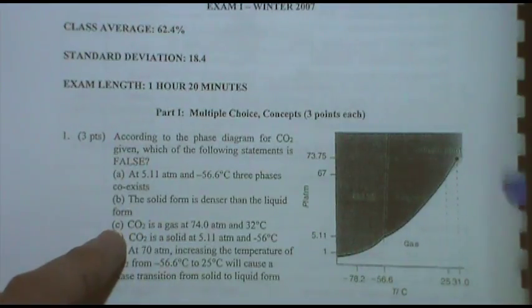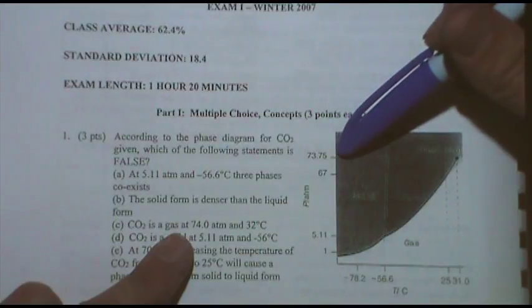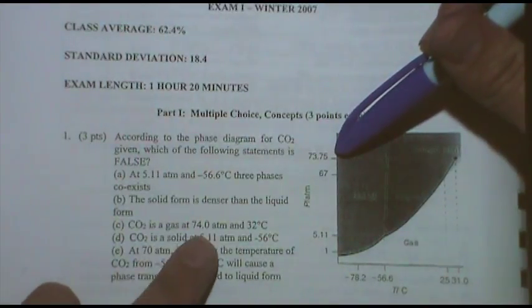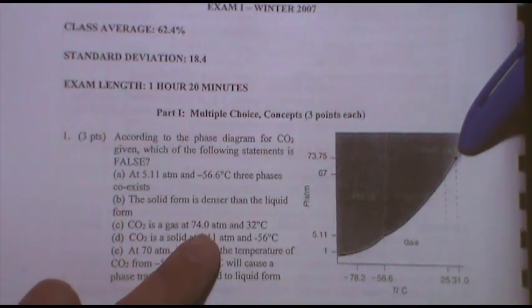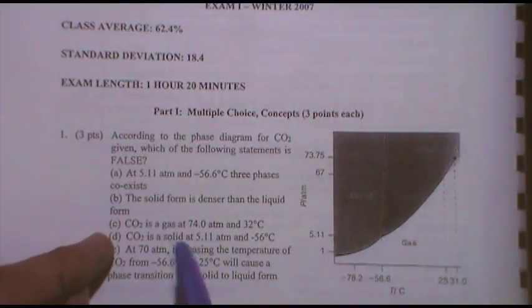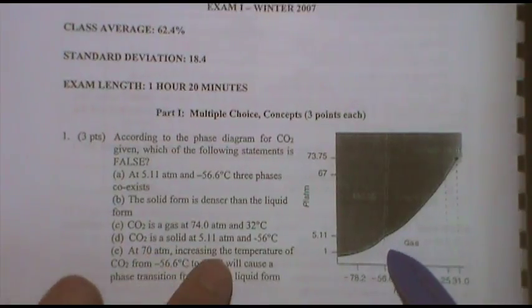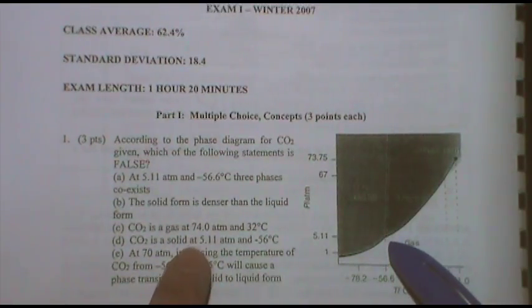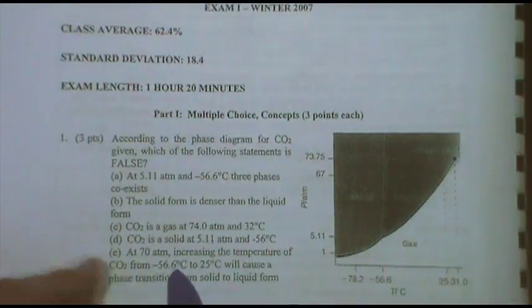CO2 is a gas at 74 atmospheres, well, way up here, and 32. Is that true? No, what would it be? Supercritical fluid. That doesn't look good. 5.11 and minus 56, it's a solid. 5.1, that's more like a triple point.